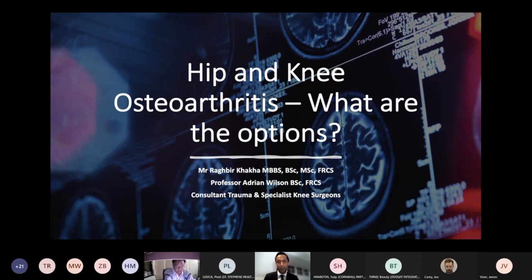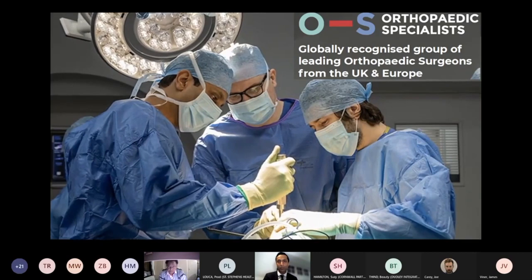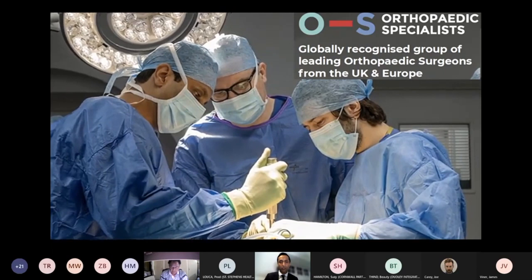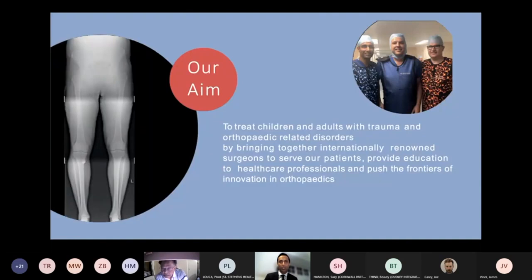This talk is put together by myself, and I work closely with my good friend and colleague, Professor Adrian Wilson. So this is a common scene in theatre. We do our procedures as a team. This is myself and Adrian together with our assistant Nunu doing a procedure together. The reason I put this slide in is that it reflects us as a group of orthopaedic specialists having an MDT approach to managing our patients. We share a common aim of providing good education, pushing the boundaries for research and innovation so that our patients get the best that they possibly can.